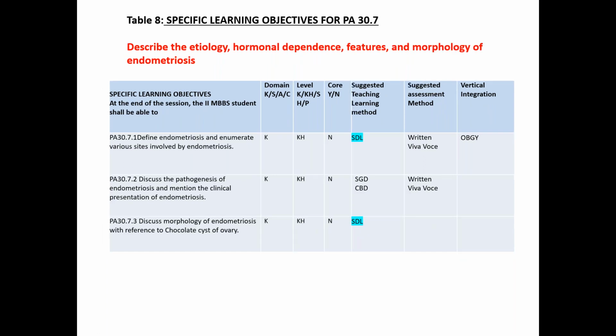The seventh competency: describe the etiology, hormonal dependence, features, and morphology of endometriosis. Here, the first SLO is define endometriosis and enumerate various sites of endometriosis. This can be a self-directed learning. Again, discuss the pathogenesis of endometriosis and mention the clinical presentation of endometriosis. Discuss morphology of endometriosis with reference to chocolate cyst of ovary. These are non-core competency.